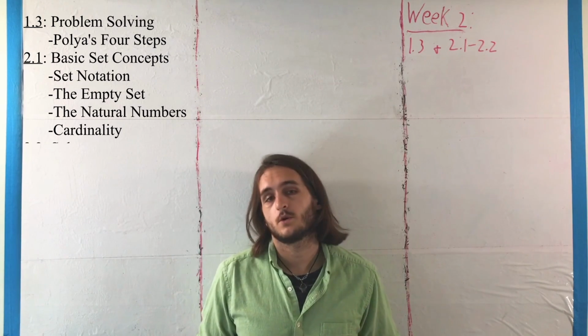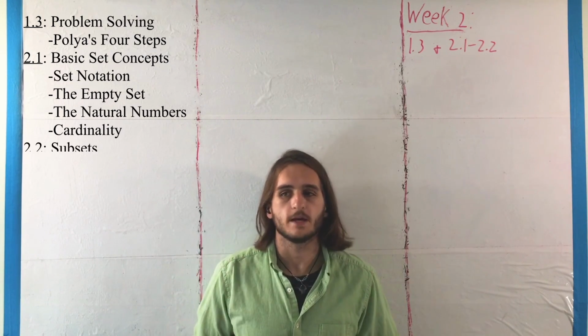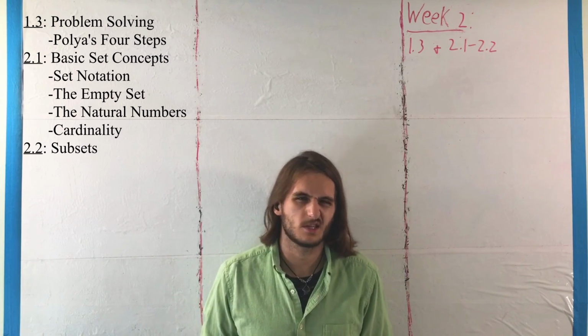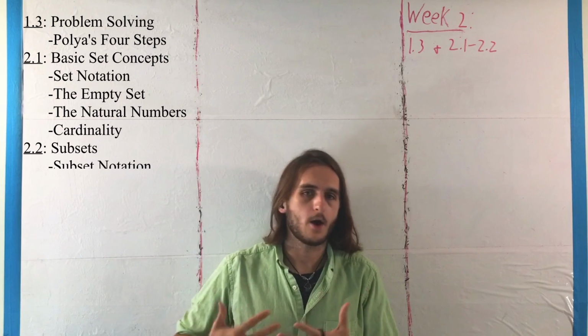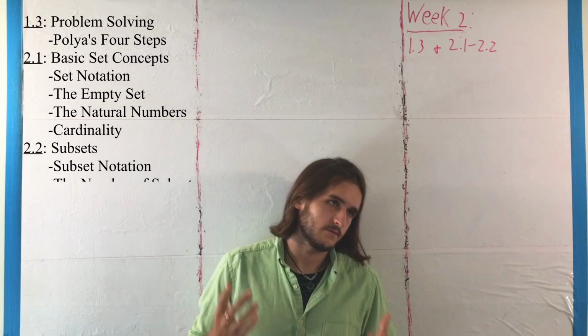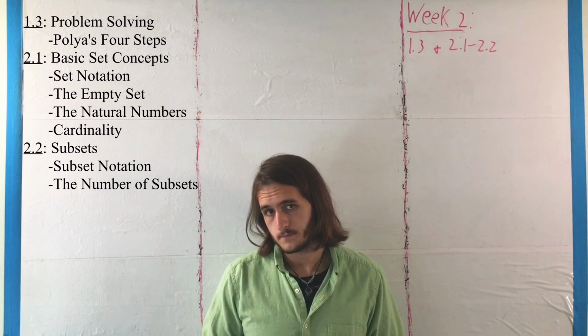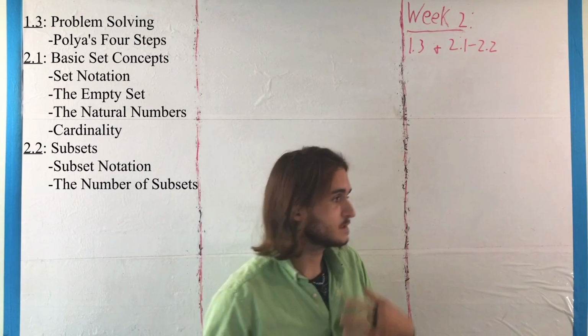And then in 2.2, we're going to extend that to a very natural place to look at a thing called a subset, which is essentially just a set inside of another set. It's a collection of things in there, as well as how many subsets a given finite set can have. And then with all of this, we have our standard set.